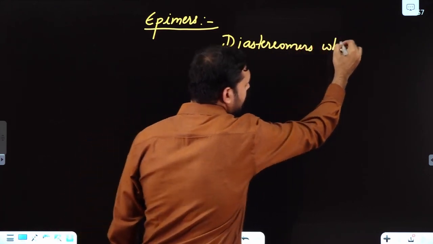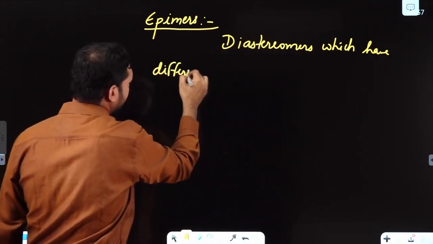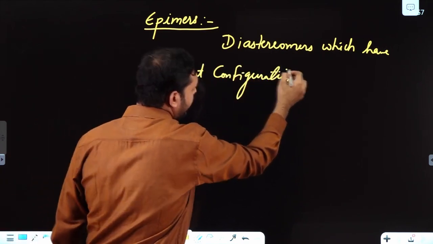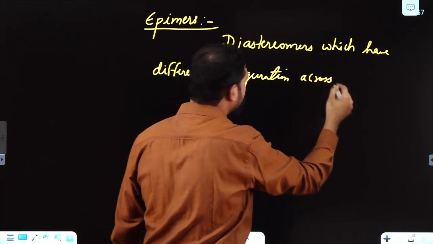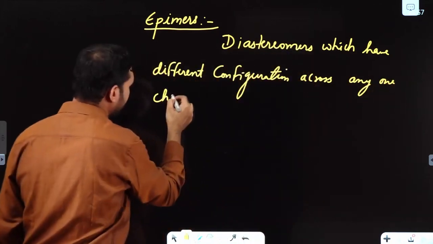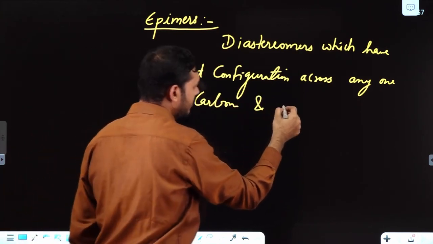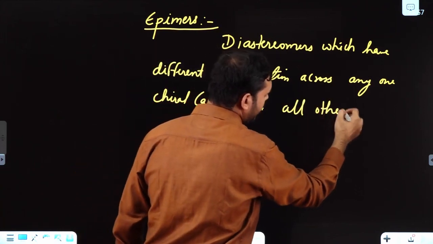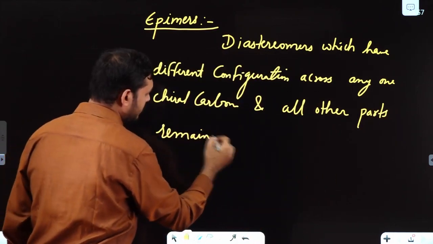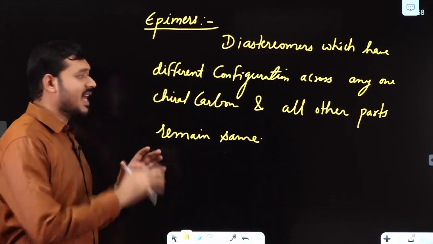epimers are diastereomers which have different configuration across any one chiral carbon and all other parts remain the same. Okay, so they must be diastereomers.